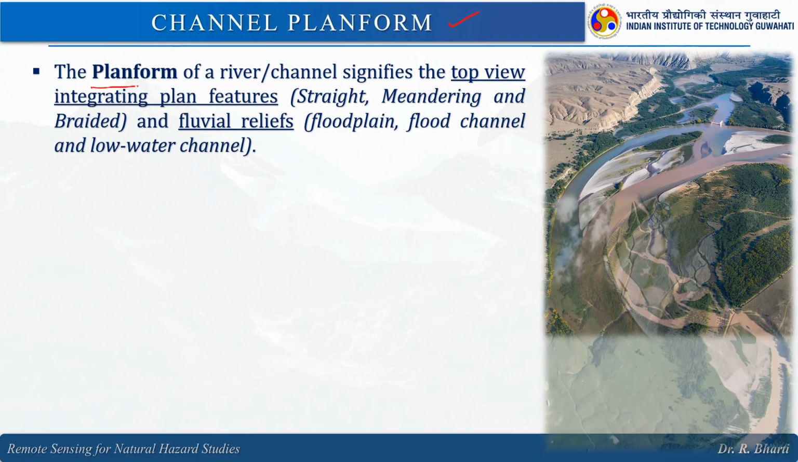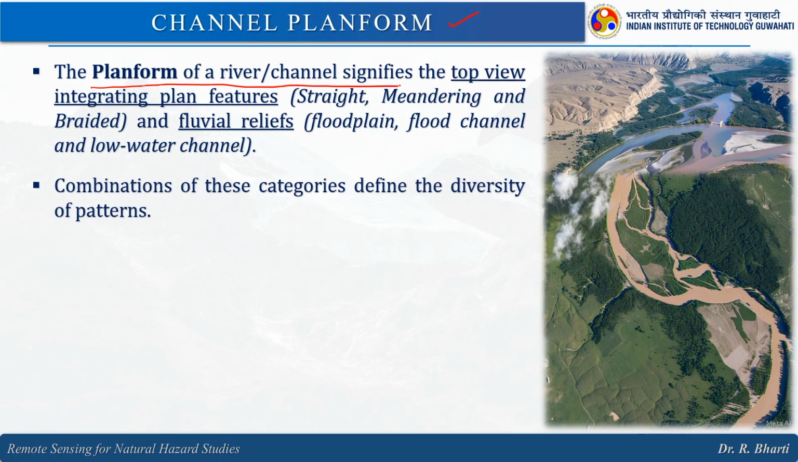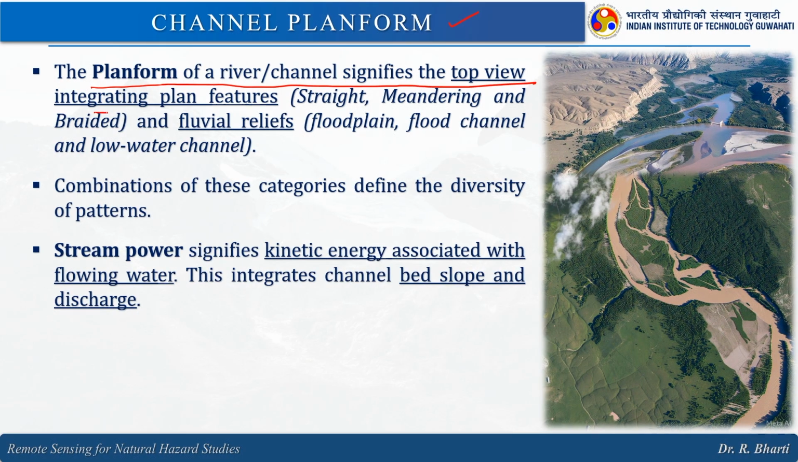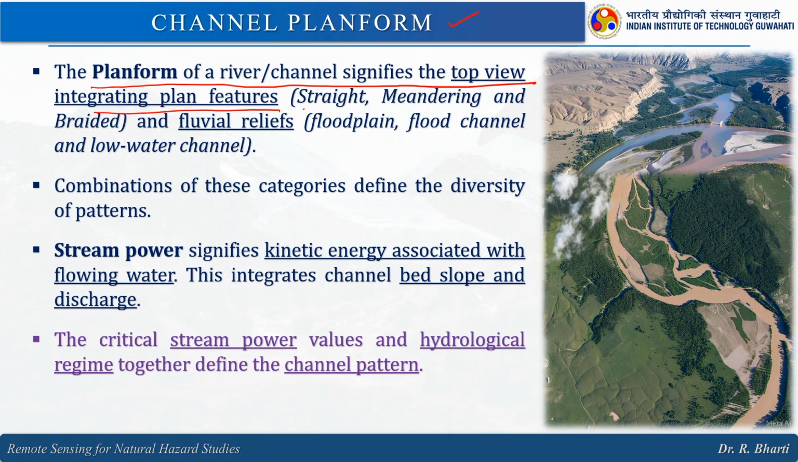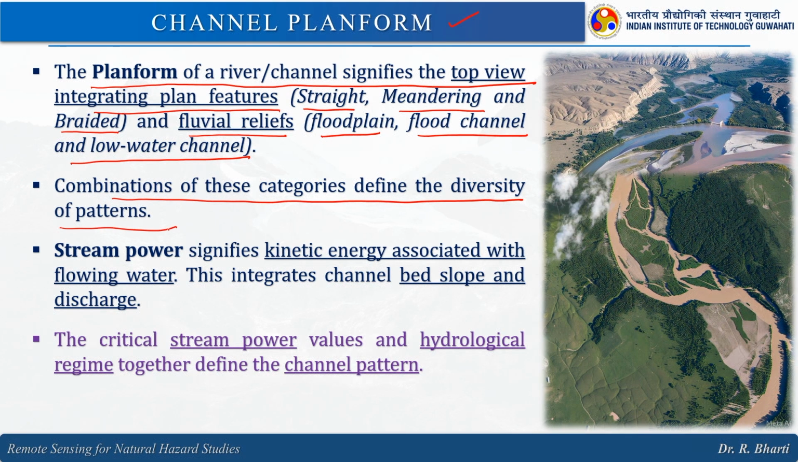Now comes the channel planform. The planform of a river or channel signifies the top view integrating plan features like straight, meandering and braided features and fluvial reliefs, which are floodplain, flood channels and low water channels. Combinations of these categories define the diversity of pattern, because we do not see the same type of feature in all the river systems. All river systems have their different patterns, right.